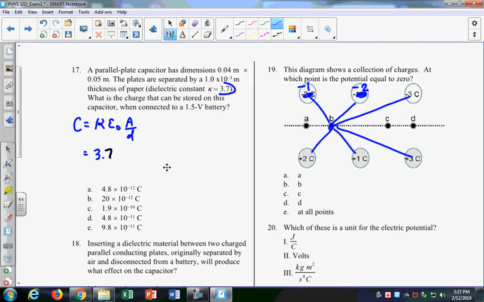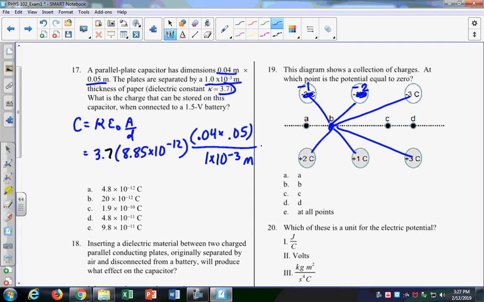Epsilon naught is 8.85 times 10 to the minus 12. A is 0.04 times 0.05. That's the area of this plate. And then they're separated by 1 times 10 to the minus 3 meters. That's given right there. This is the area, or that's the dimensions. I actually give you the area. I just want to make sure that you know how to calculate the capacitance. Then you calculate that capacitance. I don't remember what it is. Okay. So if I use that capacitance times the voltage, which is 1.5 volts, then I'll get 9.8 times 10 to the minus 11. Okay?